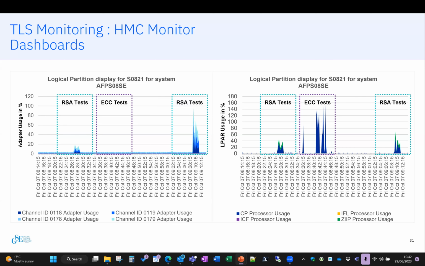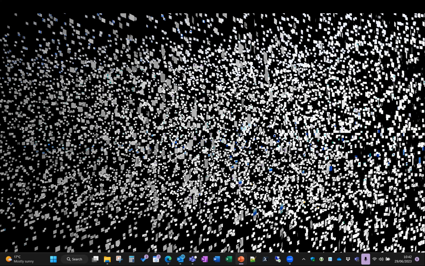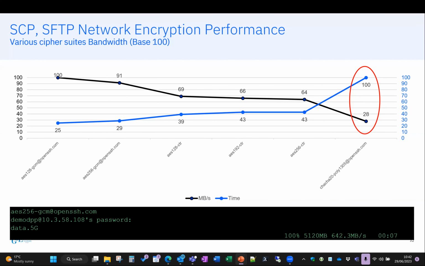The last test I did was about the SSH protocol. SSH is very important because it includes the SSH connections to connect to the mainframe, the SCP, secure copy, or SFTP to get or to push some files. And one more time, cipher suites matter.